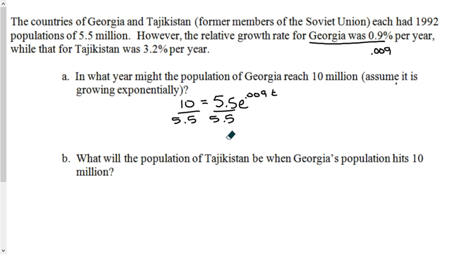And then we'll take the natural log of both sides, or rewrite it, and we'll solve that way. So natural log of 10 divided by 5.5 equals 0.009 t, and then you divide both sides. So that'll work. We can also graph this one as well. That would be just fine too.